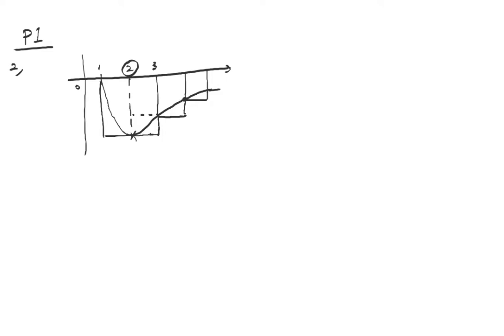So this is your first rectangle. This is your second rectangle. This is your third rectangle. And this is your fourth rectangle. First rectangle, you take this point, y at 2. The second rectangle also takes the same point. The third rectangle, you use y at 3. That's it.